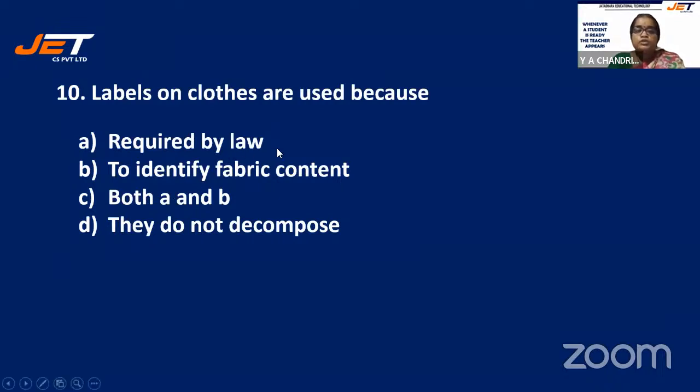Labels on cloths are used because it is required by law, to identify fabric content, both A and B, they do not decompose. Let us see the answer. It is both A and B, required by law and also to identify fabric content. We use labels on cloths. Let us move to the next question.